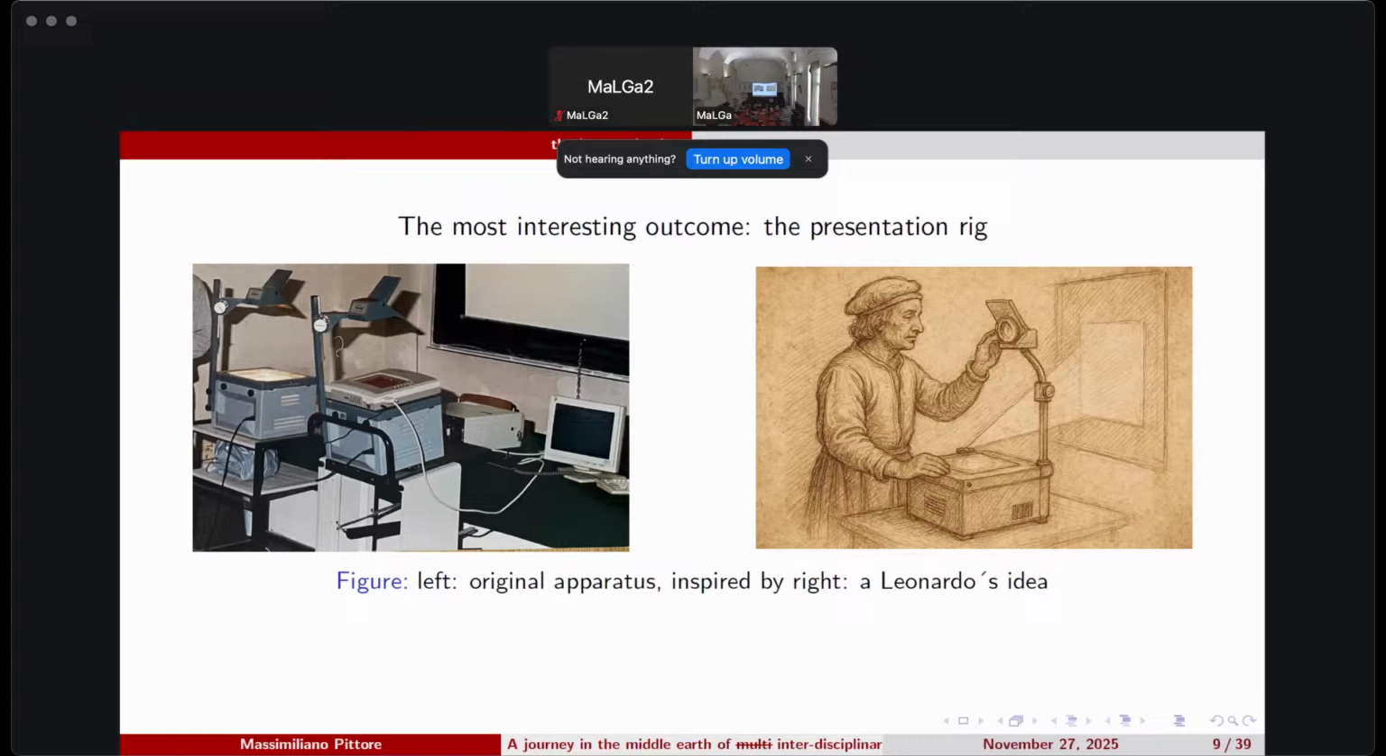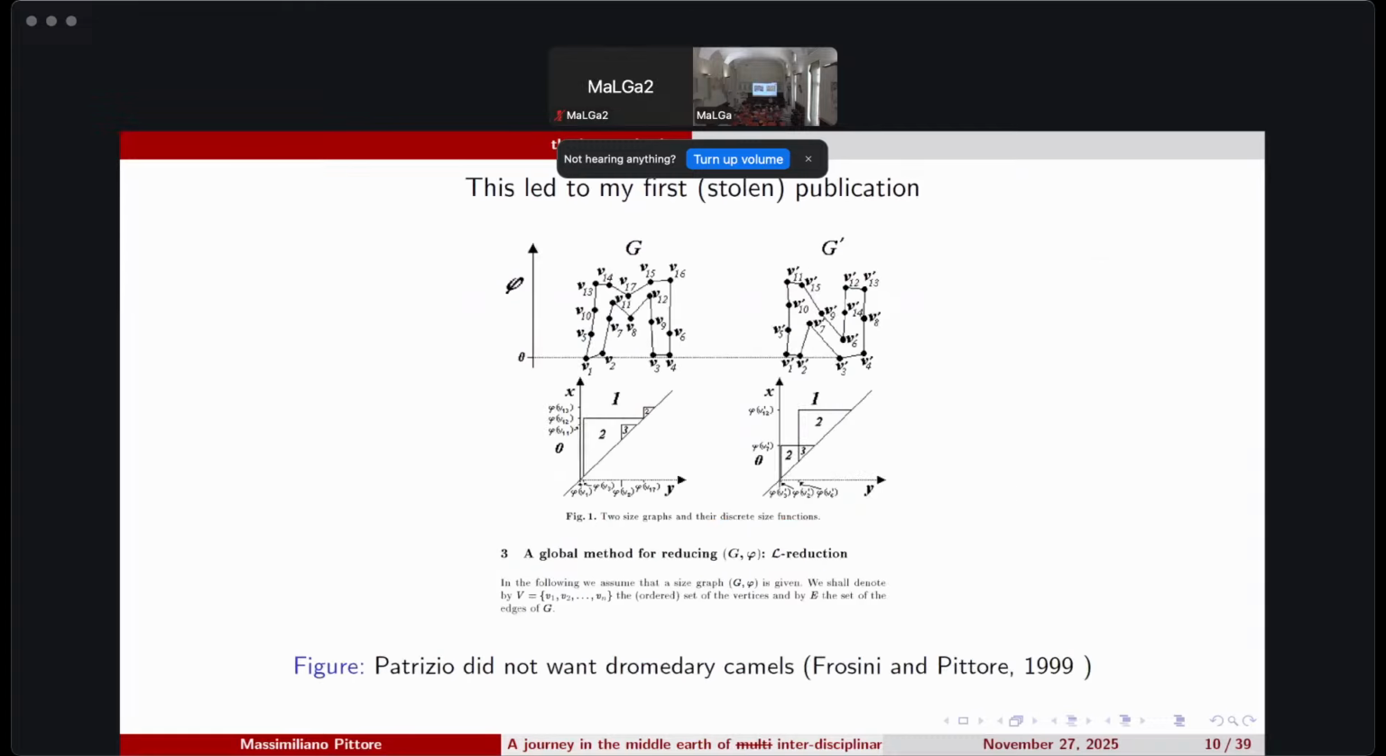But still, this is where I started my journey into interdisciplinarity, because I was working with great mathematicians such as Patrizio, but also Massimo Verri. And as a failed physicist, it was really nice to find comfort also in some mathematics, although I didn't understand that much of it. The first paper that I co-authored with Patrizio, I call it a stolen publication because, sorry Patrizio, you did all the work, and I didn't really understand what I was doing there. And I could not even put camels and dromedaries in there. But this is a publication I'm very proud of. So thanks, Patrizio, for bearing with me and bringing me on board.